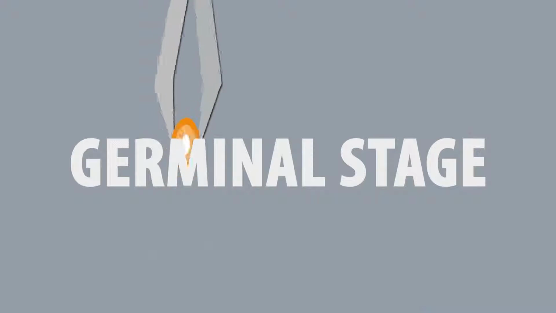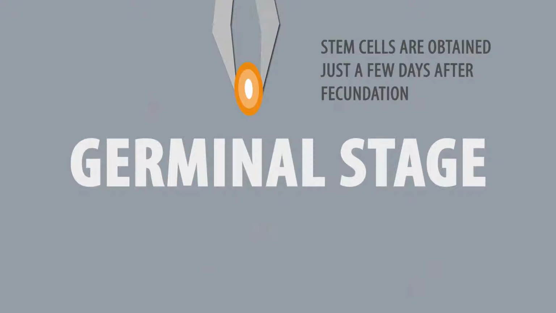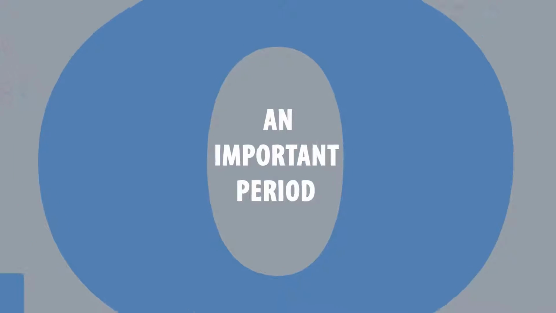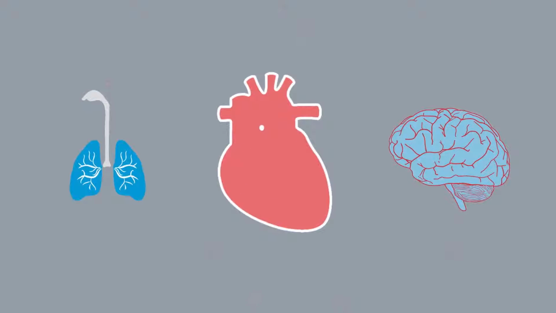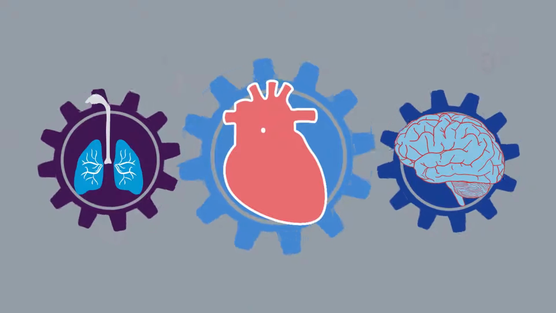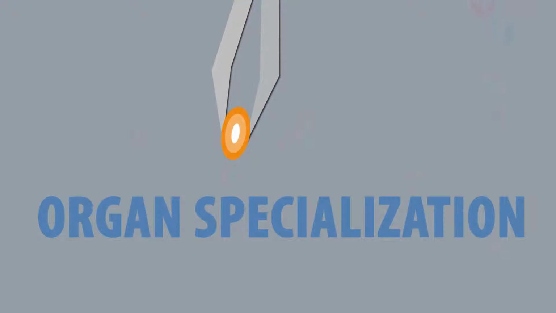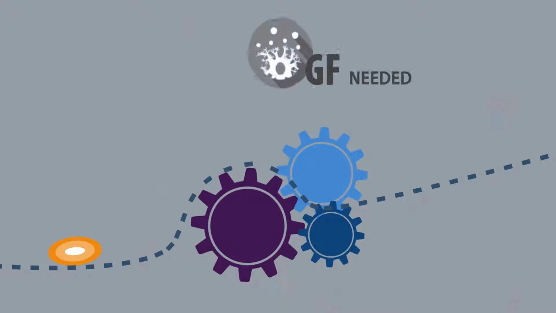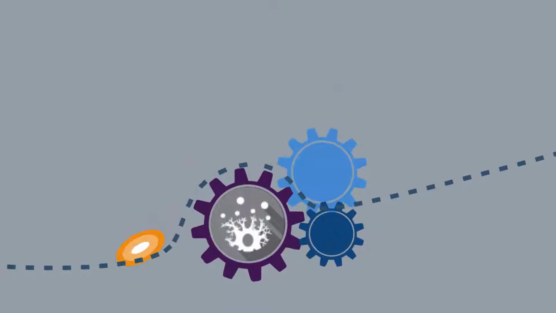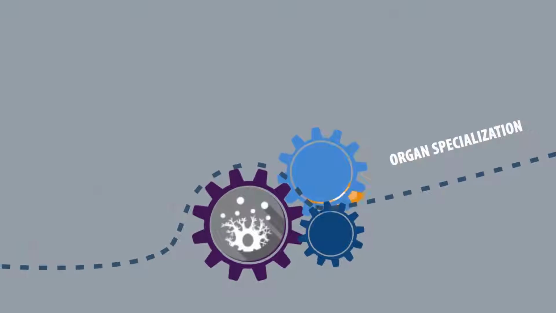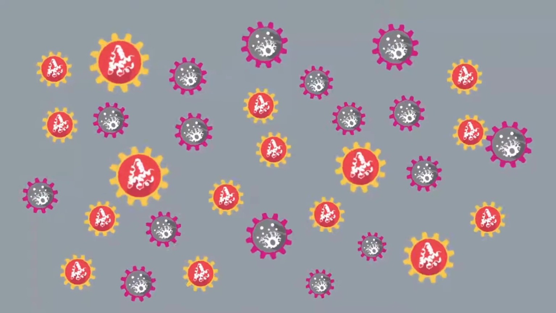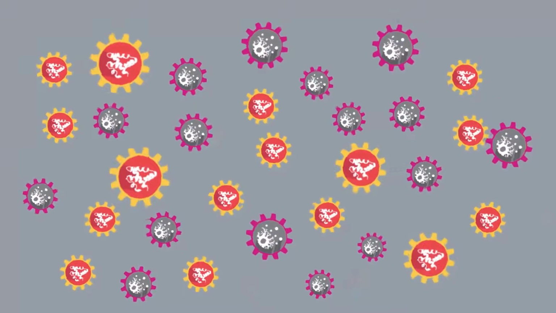It is from the germinal stage that stem cells are obtained just a few days after fecundation. However, there is an important period in the second stage of embryo development, where every organ will define its functions after 3 to 4 months. In order for the stem cells to carry the information from the first stage to the second stage of organ specialization and then translate it, a production of growth factors is needed. The GF supplied will be responsible for the organ specialization in the embryonic stage. As a result, specific proteins and GFs can be produced during this specialization process.